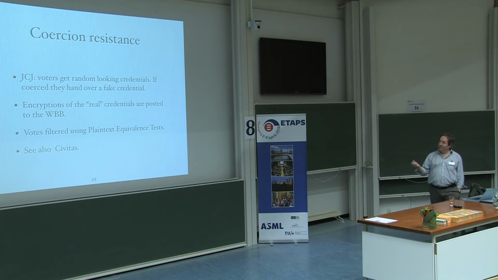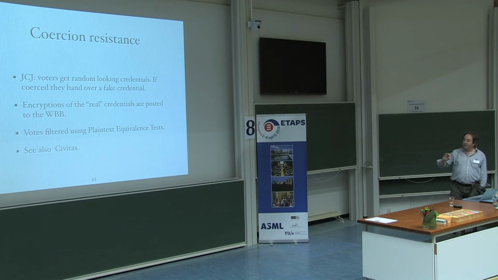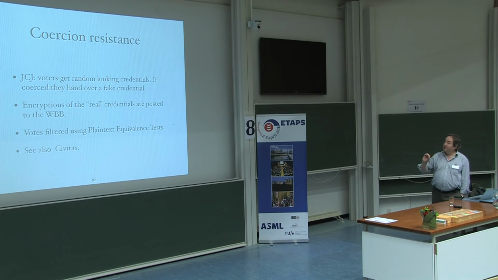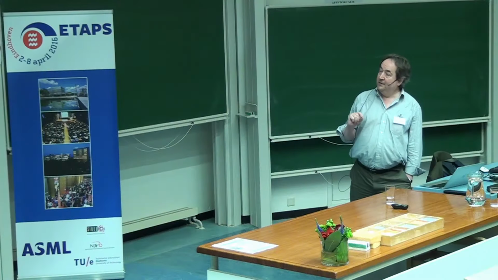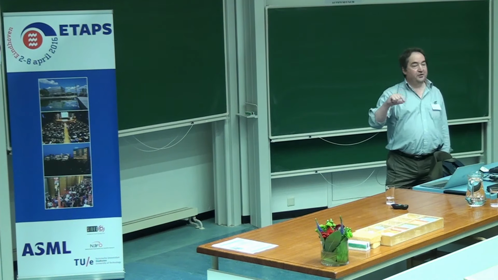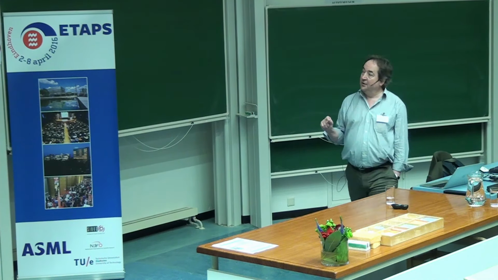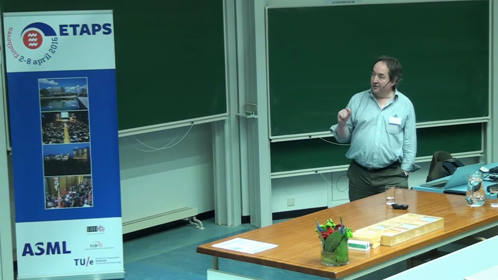The voters are provided in some way with credentials, which are random-looking codes. And encryptions of these real credentials are posted to the web bulletin board. Now, there has to be some process to guarantee to the voter, when they register and are provided with these codes, that what they've been given is a real one, in the sense that an encryption of it sits on the web bulletin board. And of course that again has to be a proof which they can't transfer to a third party. So quite how that's achieved is kind of delicate, but I won't go into the details too much.